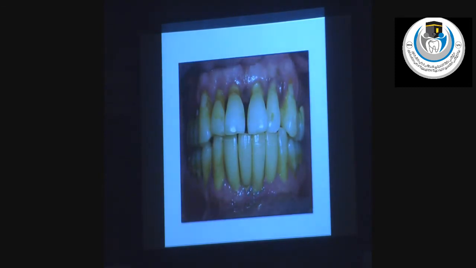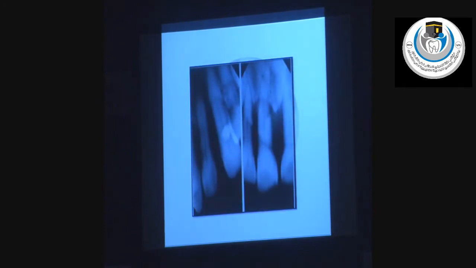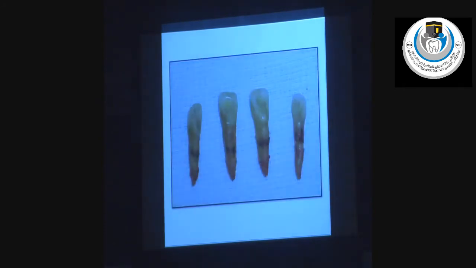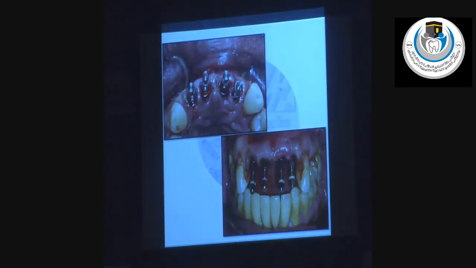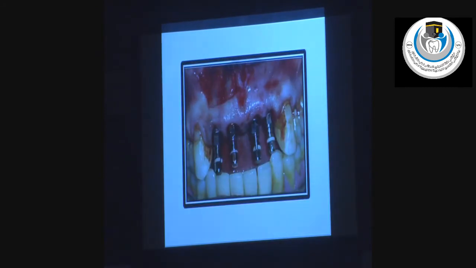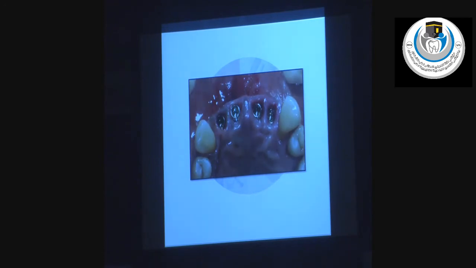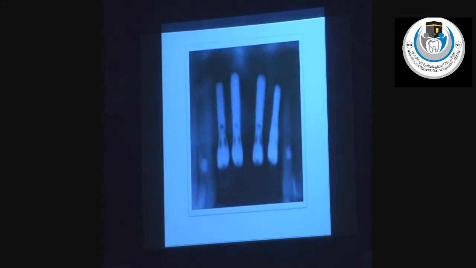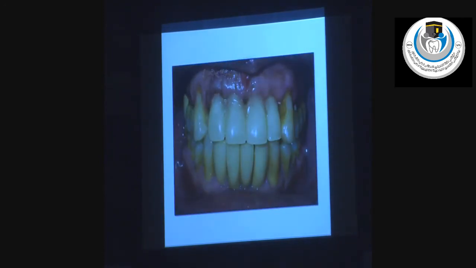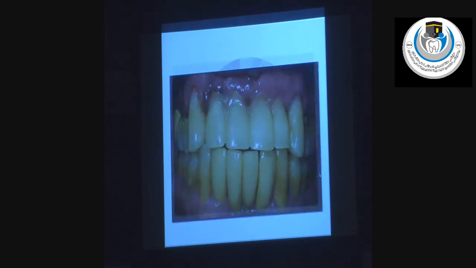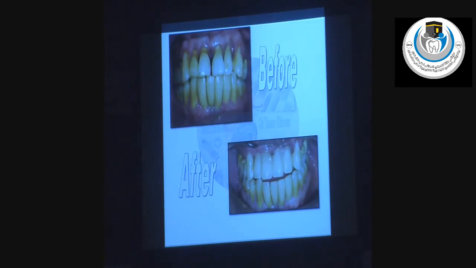The patient had periodontally involved upper anterior teeth. We just extracted them and placed the implants immediately. Ridge augmentation, this is the implant, these are the x-rays, and directly we take the impression and fabricate the prosthesis for the patient. And this is the patient when he came to the clinic and after he left the clinic.